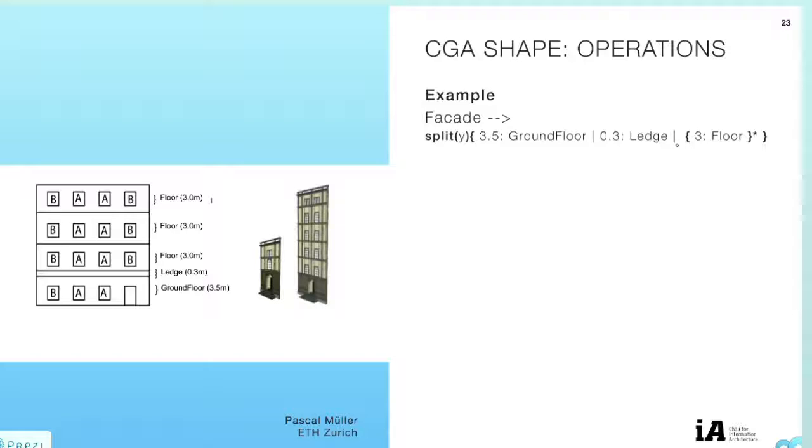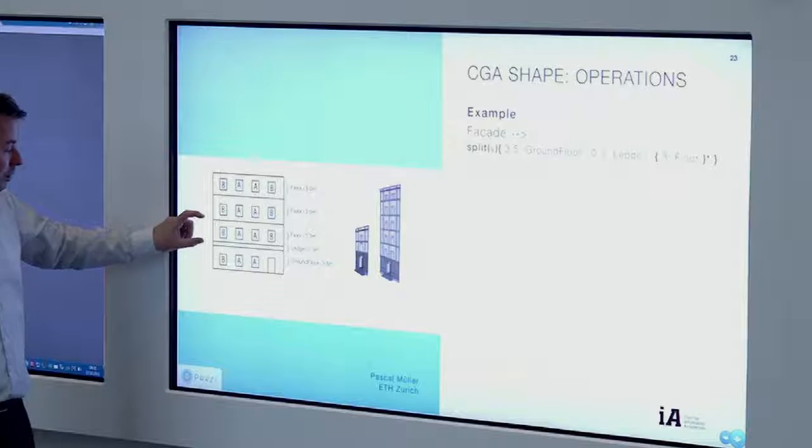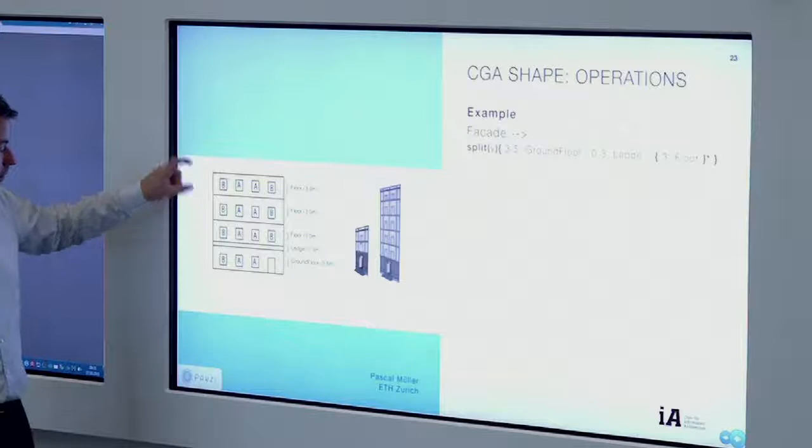And then another symbol for splitting comes into play. And then you want to have floors. Not just one floor, you want to have several floors, depending automatically on the height given by the scope. And then you just say floor, colon, 3, make a bracket, and a star. And the star means use this pattern and repeat this pattern. So use this pattern, floor with a height of 3 meters, and repeat it wherever.